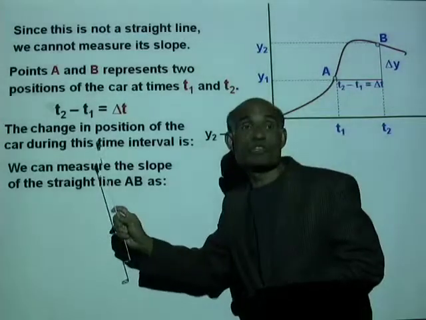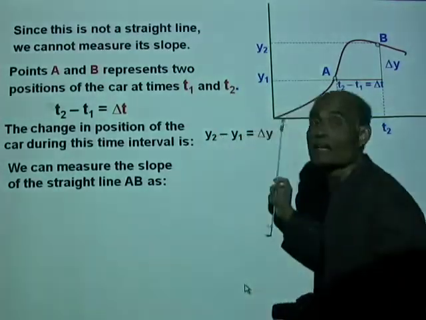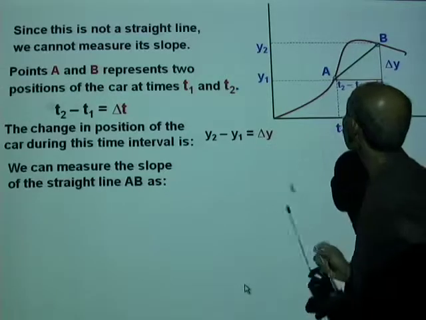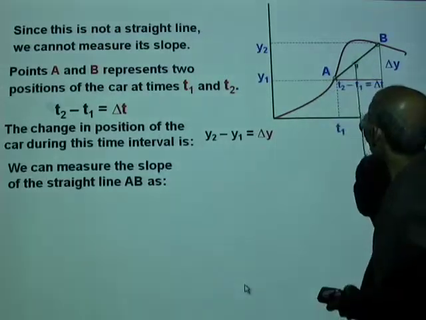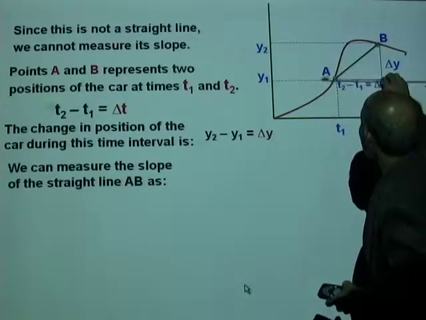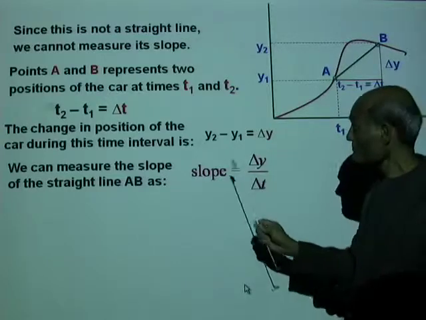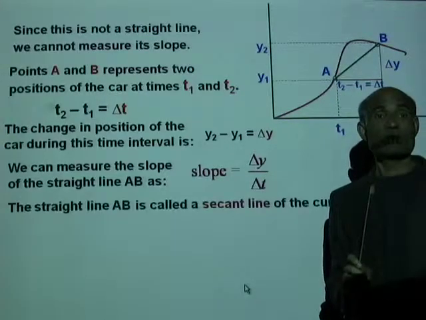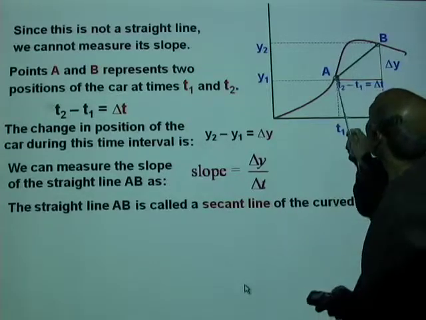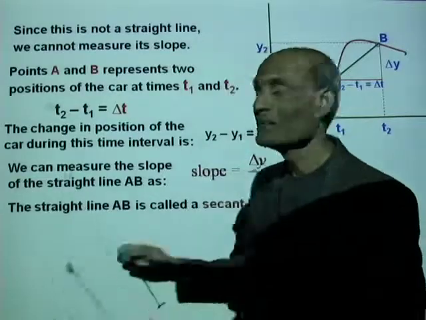Now, but we can do one thing. We can measure the slope of the straight line AB. If you join the line AB, we can measure the slope of that line. The slope of this line will be delta y by delta t. That's right. Now, we can say slope equals delta y by delta t. Now, what is the physical significance of that? What does it actually mean?